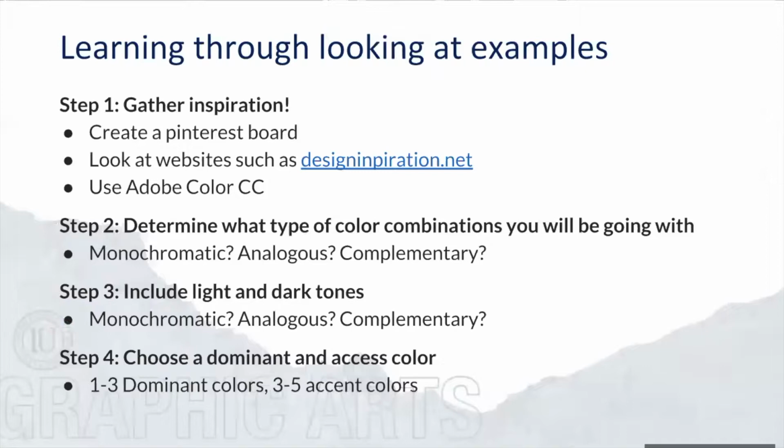Next, step 3, include both light and dark tones. One of the biggest mistakes that designers who are new to brand design and new to color theory encounter is that their color palette has a lack of contrast. A strong color palette is going to include a balanced mix of light, medium, and dark tones, regardless of whether it uses a monochromatic, analogous, or a complementary color scheme. So you want to keep that in mind.